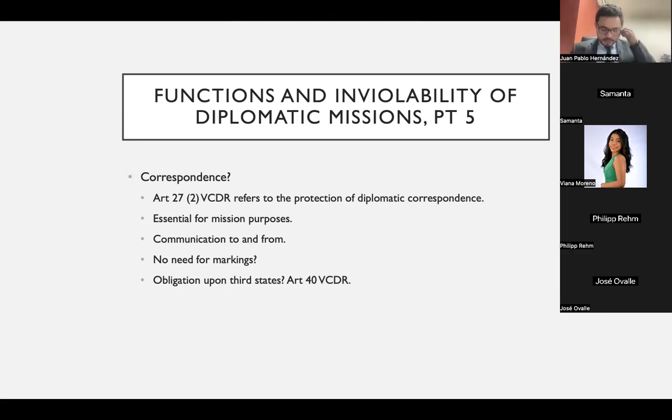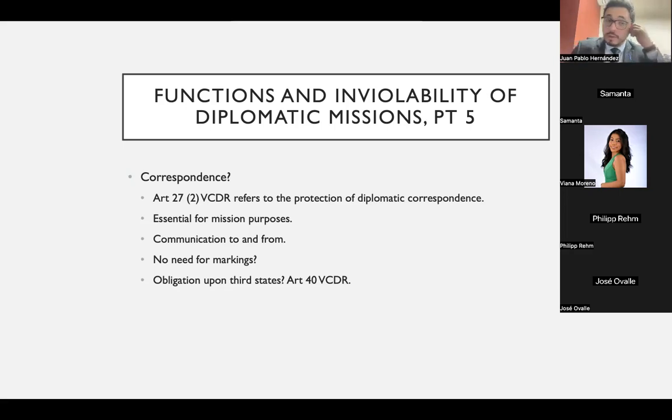Another point is that since the regime of protection for correspondence is so ample, it encompasses both communications from the sending state and to the sending state through whatever means are chosen by the sending state to do this. It also means that third states that are bound by this obligation under customary international law are also obligated to protect the inviolability of correspondence, even if it concerns the communication between a state and a mission that is not in their territory. Once again, an obligation upon third states.